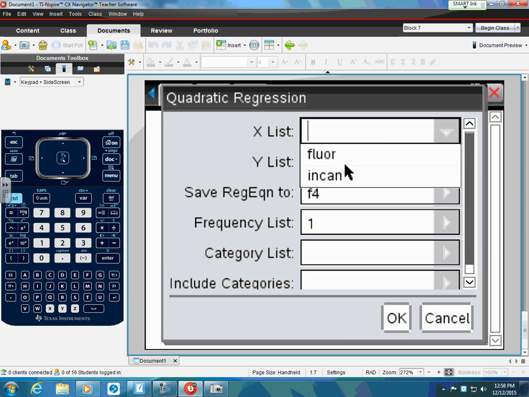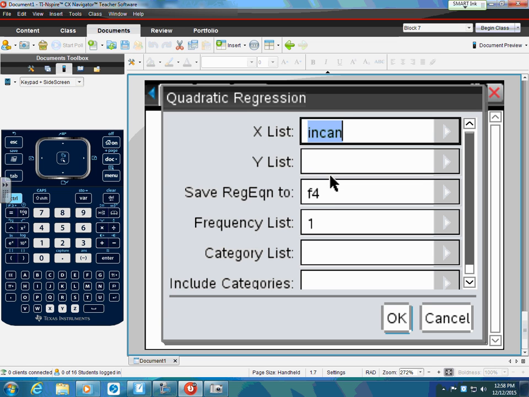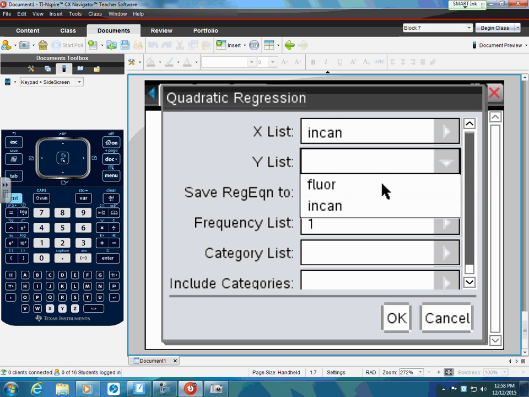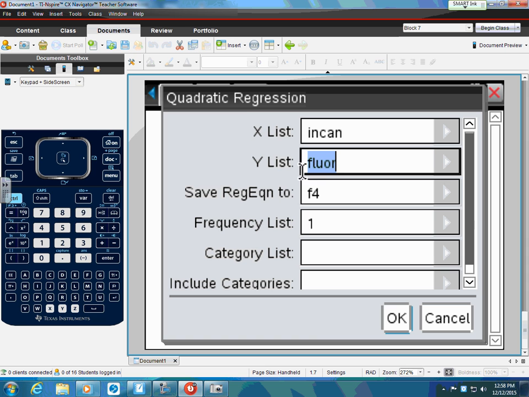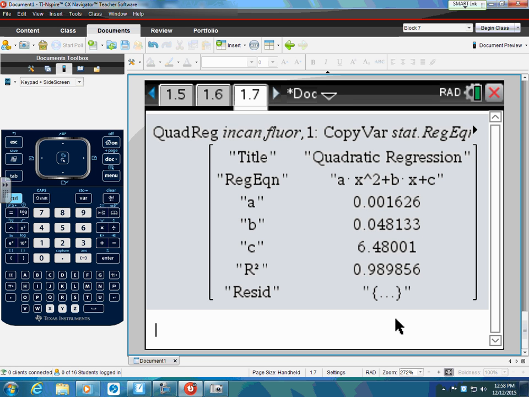And so I'm going to do a right click. My X list was incandescent. My Y list was fluorescent. Notice on my calculator it's storing it in F4. On yours it might be storing it in F1. Who knows what it's storing it in? I'll say OK. And here is my model.